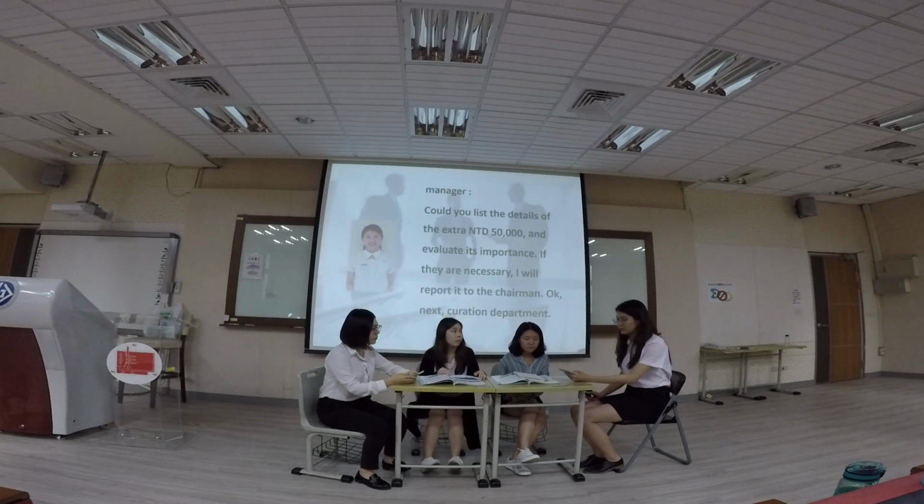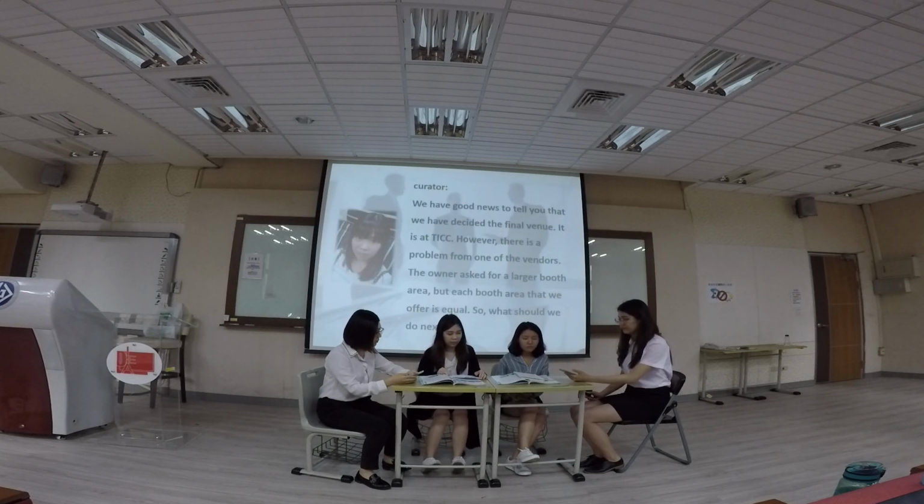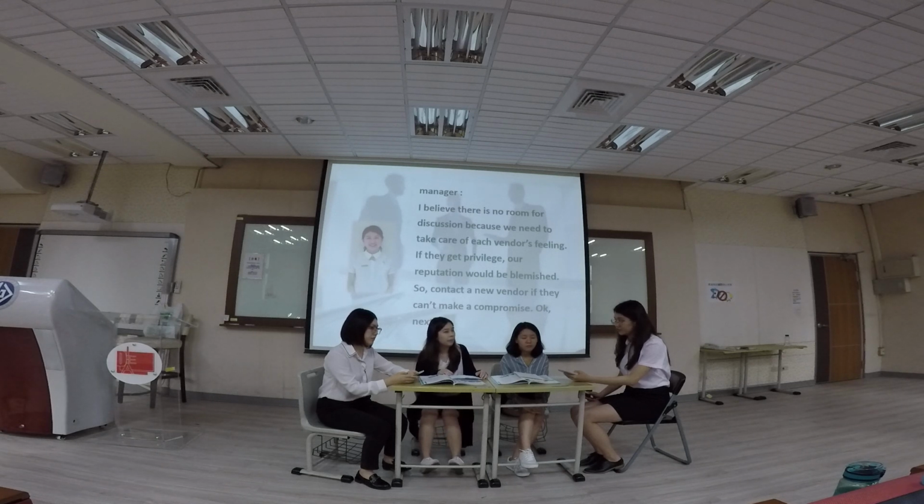Okay, next, curation department. We have good news to tell you that we have decided the final venue. It is at TICC. However, there is a problem from one of the vendors. The owner asked for a larger booth area, but each booth area that we offered is equal. So what should we do next? I believe there is no room for discussion because we need to take care of each vendor's billing. If they get privilege, our reputation would be blemished. So, contact a new vendor if they cannot make a compromise.